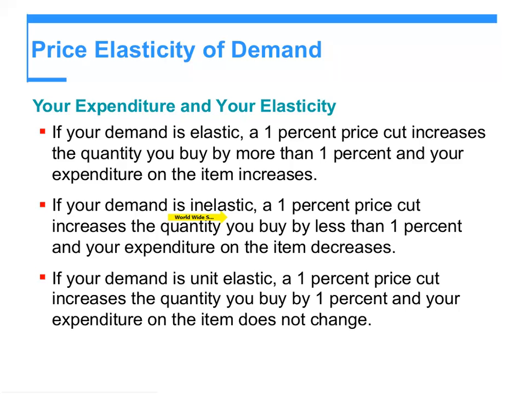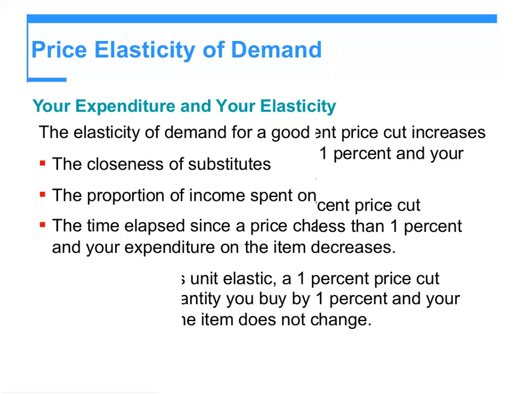This is the expenditure side. And if your demand is unit elastic, a 1% price cut increases the quantity you buy by 1% and your expenditure on the item does not change.